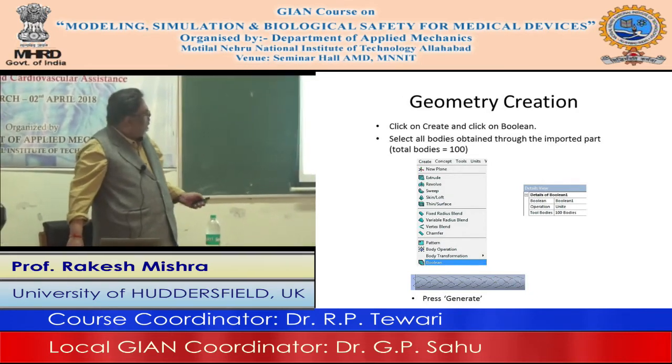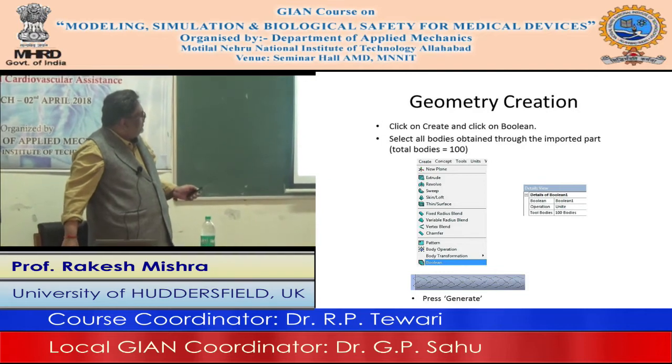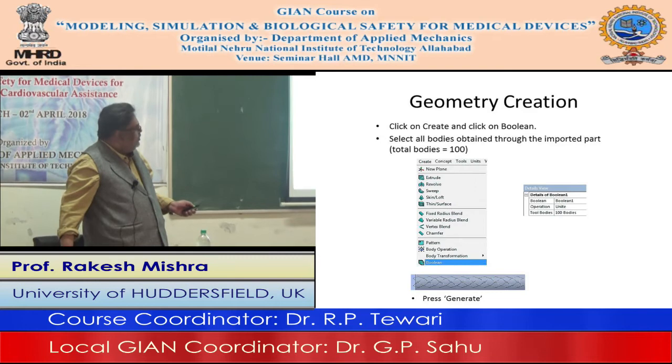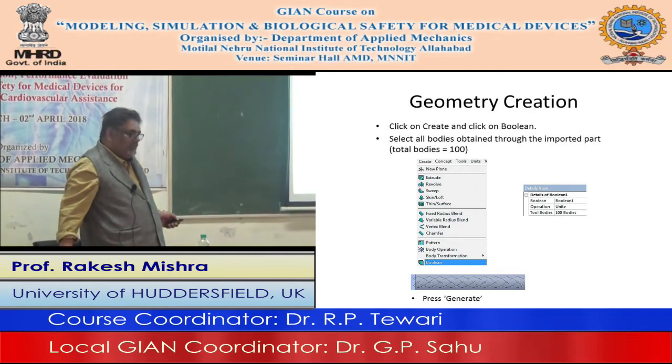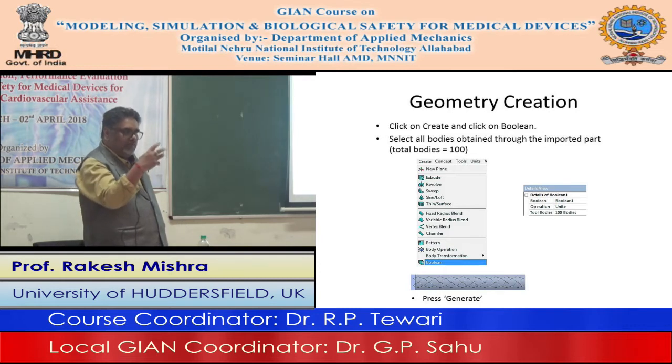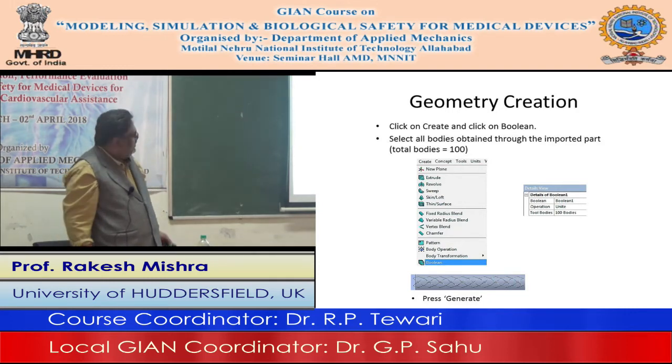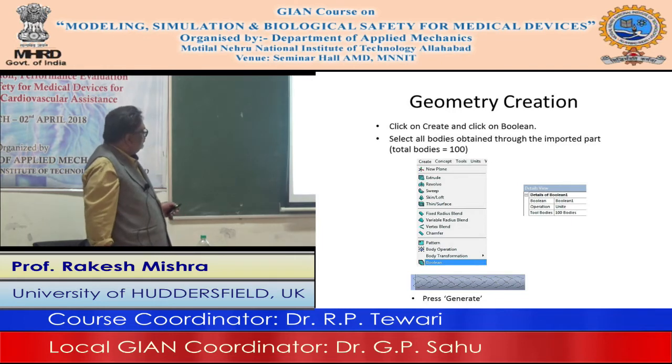Now what we do is, after we have brought it into the system, we carry out a Boolean operation and unite this geometry with the artery. So we have to unite this so that it becomes one geometry. So you don't subtract, you unite it initially so that it becomes one. After that we transform it. So we go to body transformation and we rotate it.